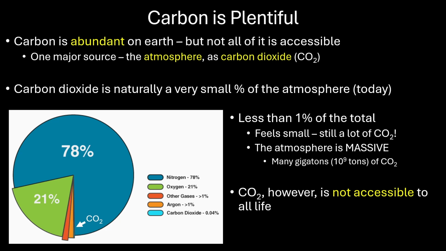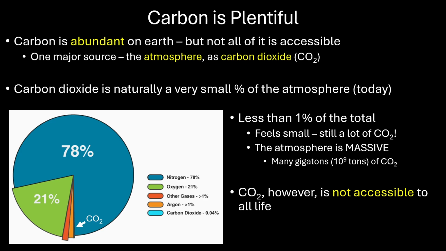So carbon is an abundant element on Earth. It's widespread, it's everywhere, but not all of that carbon is equally accessible to living things. A lot of it is trapped up in the soil or in rock. It's trapped in minerals. It's trapped in crystals and whatnot, in places that are impossible to access for most living things. But there is one really significant place where we find a lot of carbon, and that is in the atmosphere as carbon dioxide.